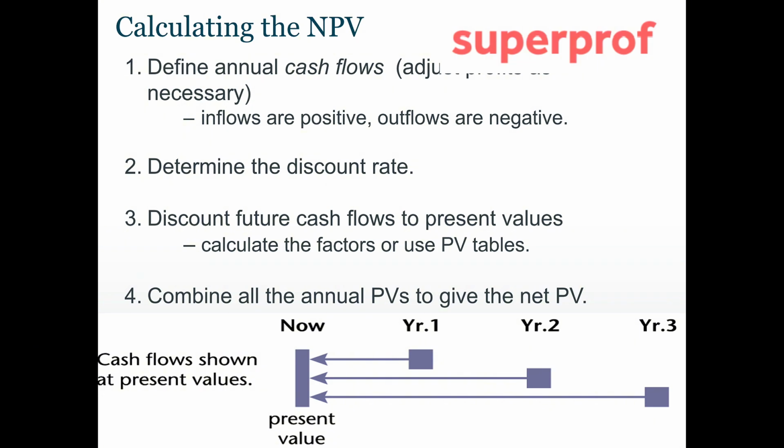For the third step, you discount all the future cash flows to present value. What we are focusing on is the present value, so you will need to discount all the future values to present value. You can either use the PV table or calculate the discount factor. Then you combine all the annual present values to give the net present value. So net present value is the NPV method.